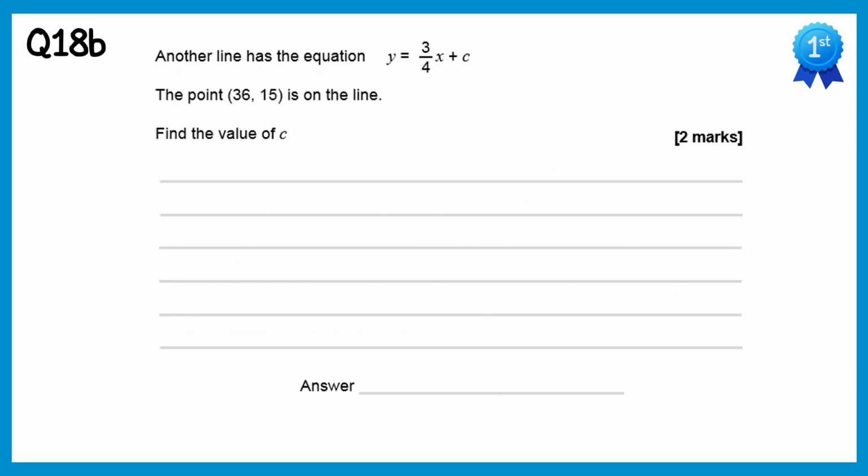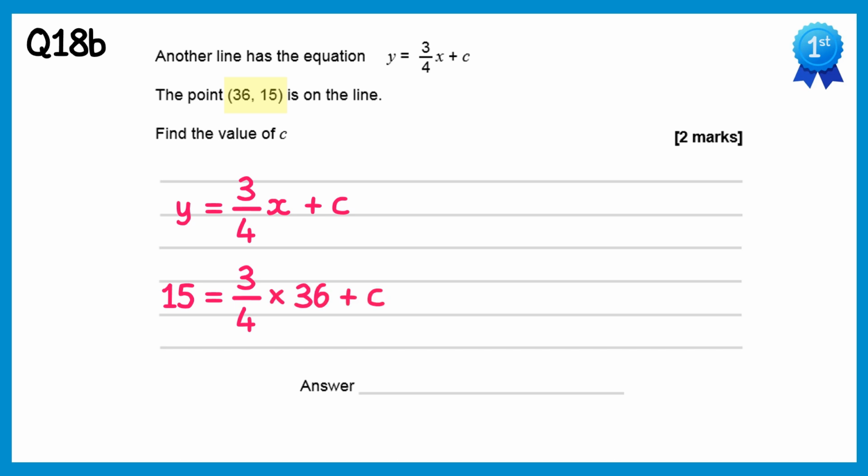In this question, we're told the equation of the line is y equals 3/4 x plus c. We're told one of the points on the line, 36, 15. So the x-coordinate is 36, the y-coordinate is 15. If we substitute these into the equation then, so y is going to be replaced with 15, equals 3/4 of x, but x is 36, and then plus c.